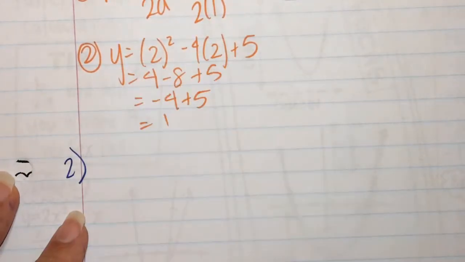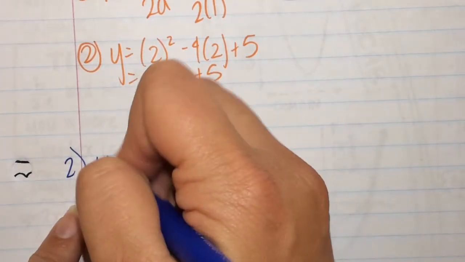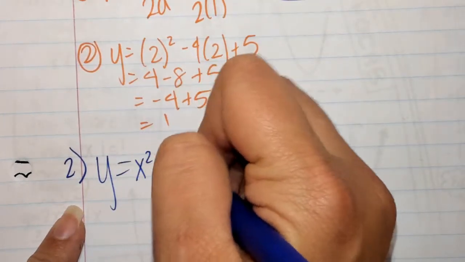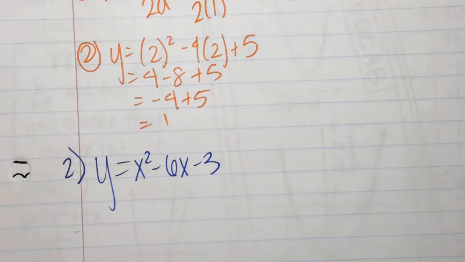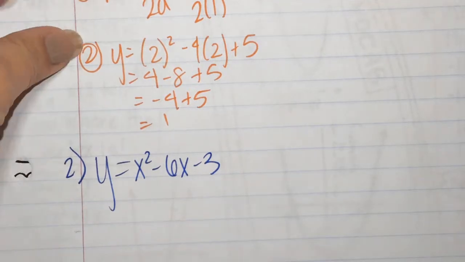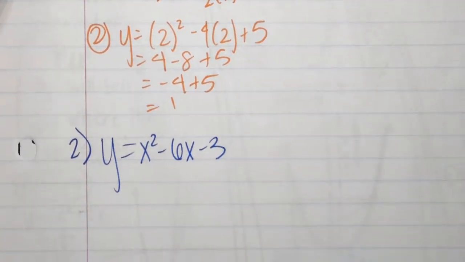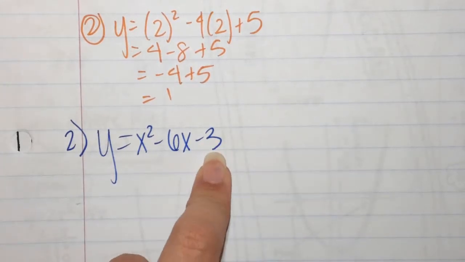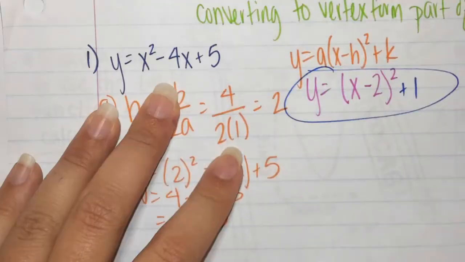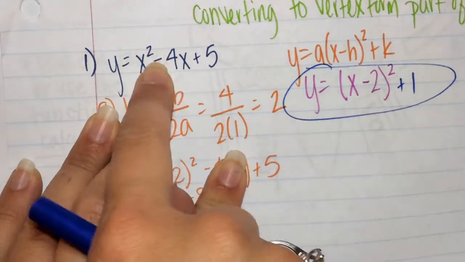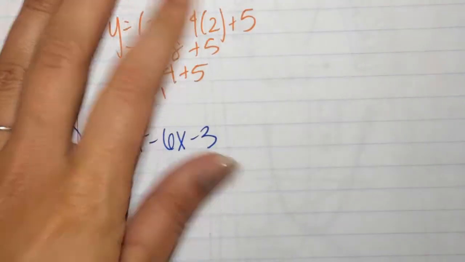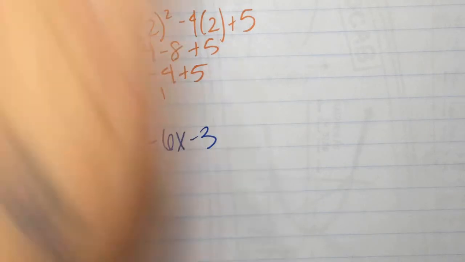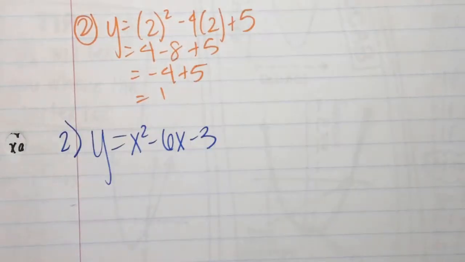Alright, number 2 that I want you to practice. Now, the great thing about vertex form is you can convert it whenever you can't factor. So, number 1 and number 2, you can't factor those. There are no two numbers that multiply to give you -3 and add to give you -6. There are not two numbers that multiply to give you 5 and add to give you -4. Does everybody understand? So you use this when you can't factor. Alright, convert that one without me.